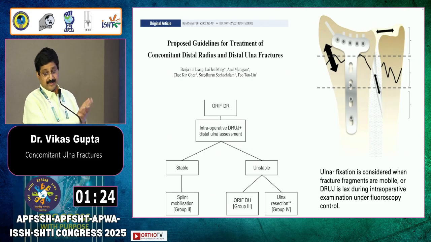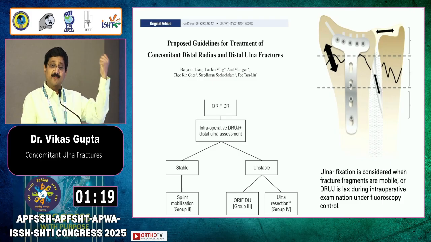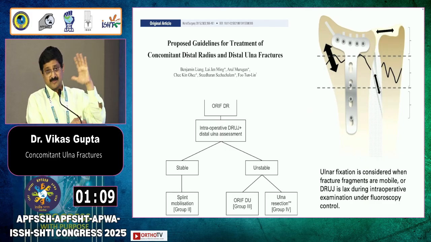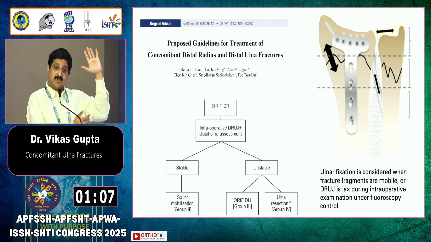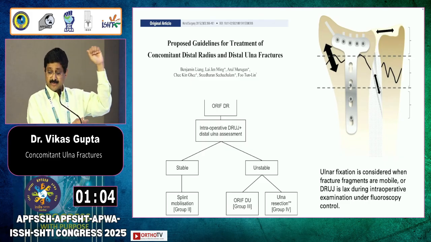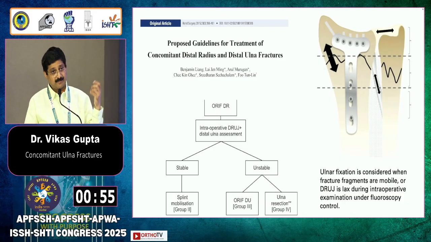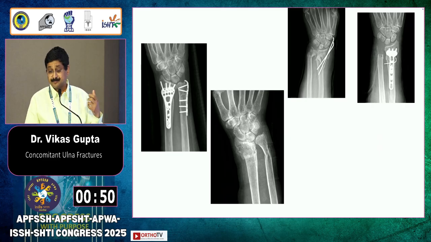So after this confusing literature, what should we do? Always when you're fixing a distal radius fracture, intraoperatively, you assess your DRUJ. This is a very simple way of doing things. If it is stable, we can leave it. If it is unstable, we see whether it is stable in pronation or supination. If it is stable in pronation, give an above-elbow splint in pronation. In supination, then give it in supination.